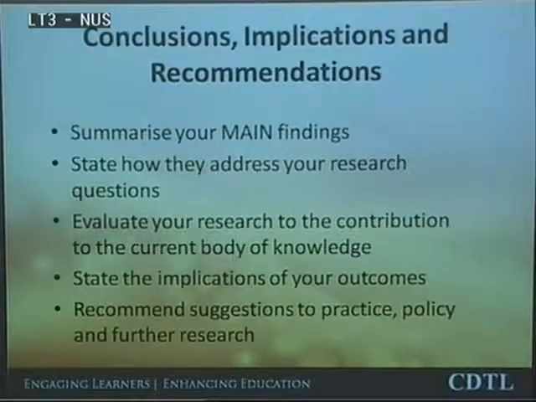Okay. So conclusions, implications, and recommendations are usually the last part that anybody would write, and usually some people say it's the easiest, but not really so. When I did my conclusions, implications, it took me a long time because I needed to crystallize and synthesize all your findings into something that is easy for your reader to understand.